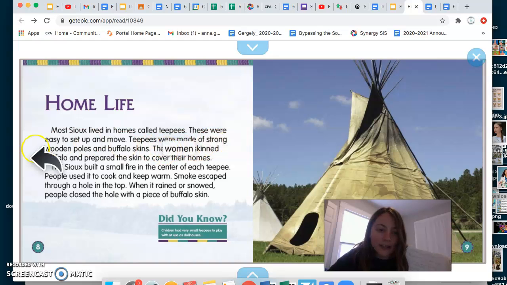The women skinned buffalo and prepared the skin to cover their homes. The Sioux built a small fire in the center of each teepee. People used it to cook and keep warm. Smoke escaped through a hole in the top. When it rained or snowed, the people closed the hole with a piece of buffalo skin.